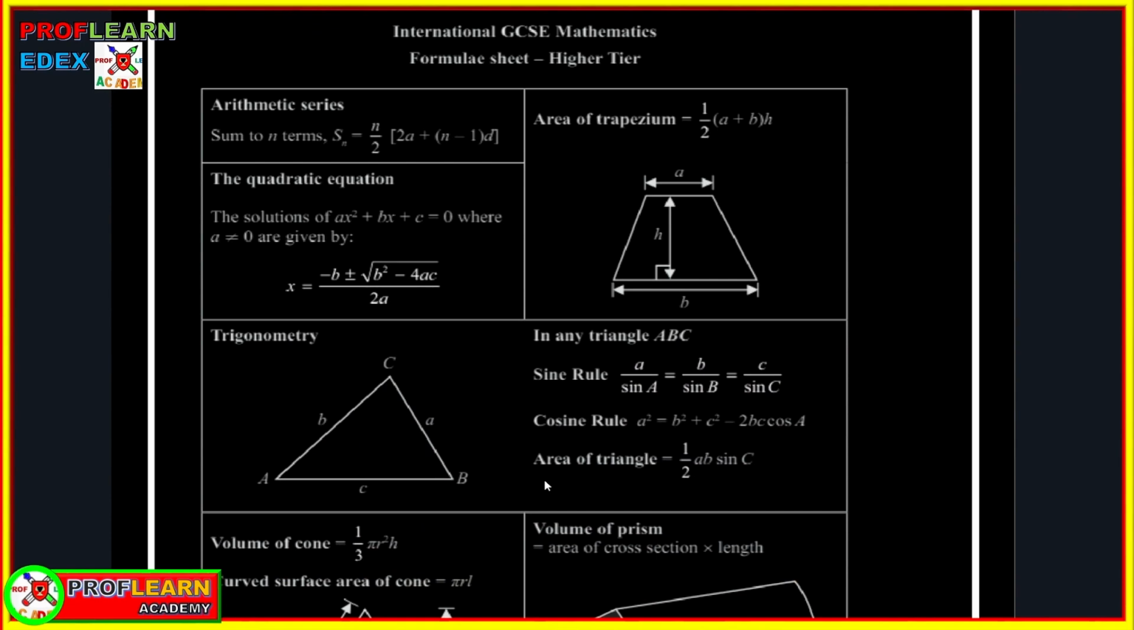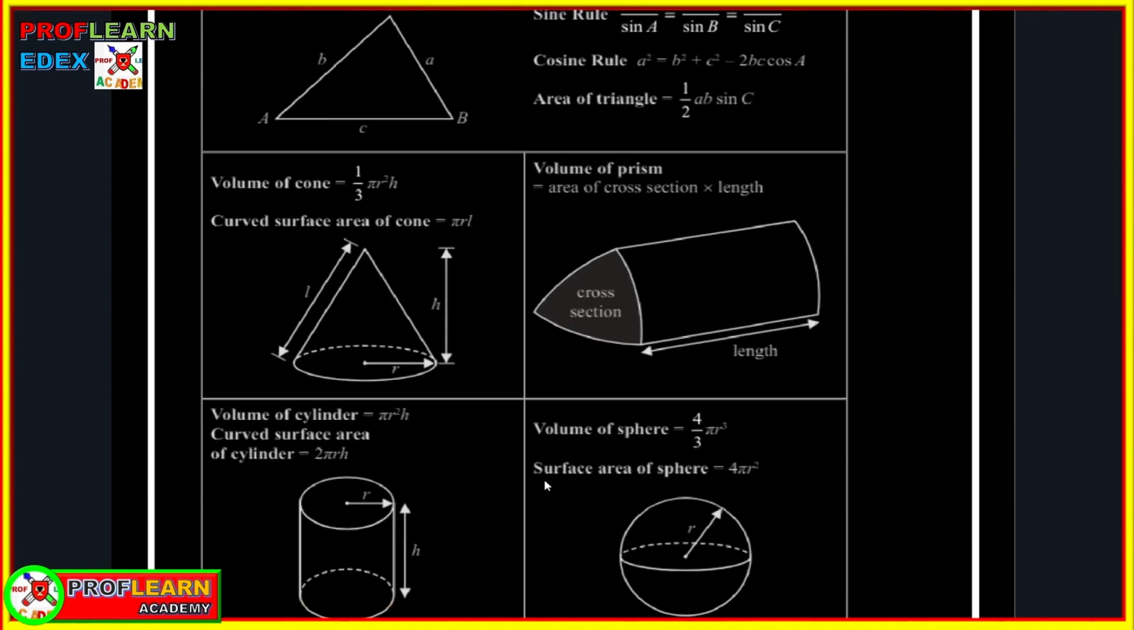trigonometric formulas are given here: sine rule, cosine rule, and area of a triangle, half ab sine theta or C. Volume of a cone is provided, and the volume of a prism is provided. All right, so all this, I don't want to go into details, you can go into that.